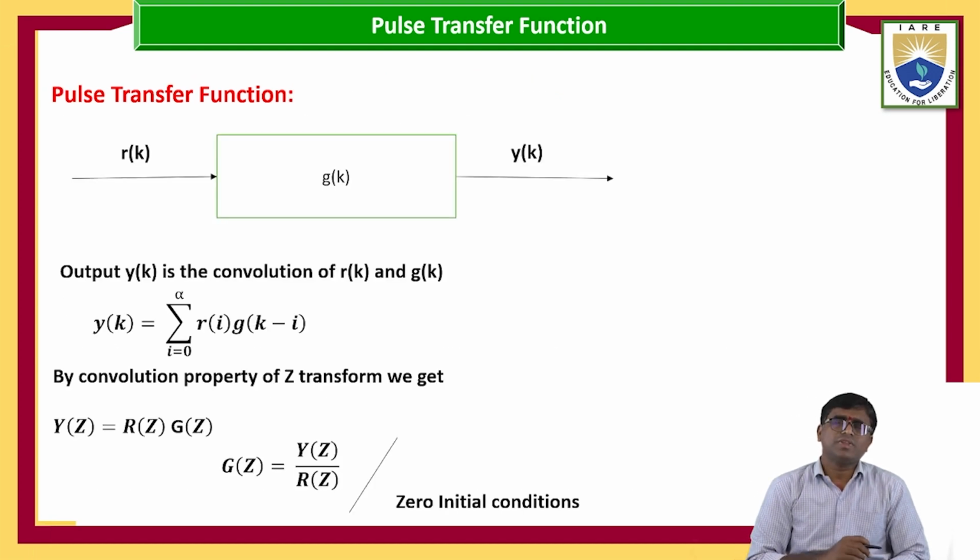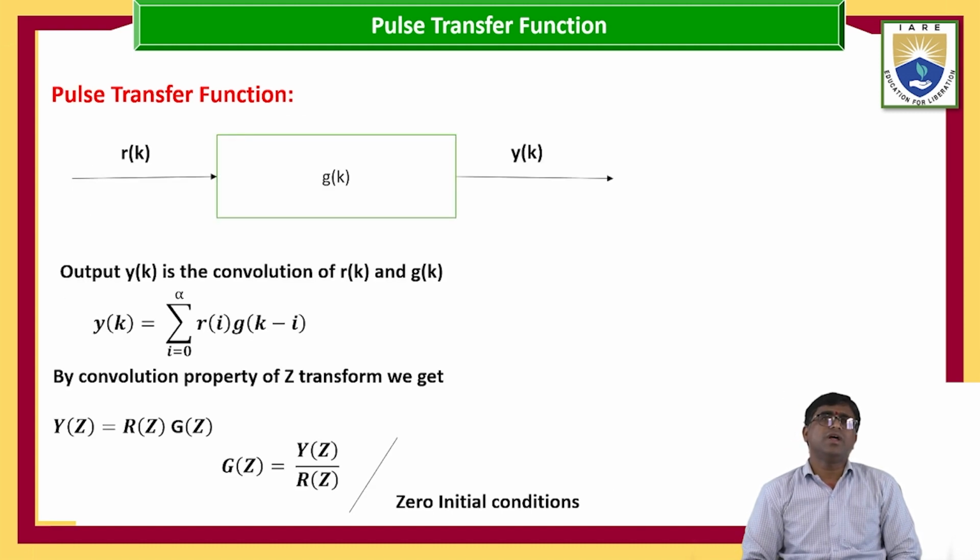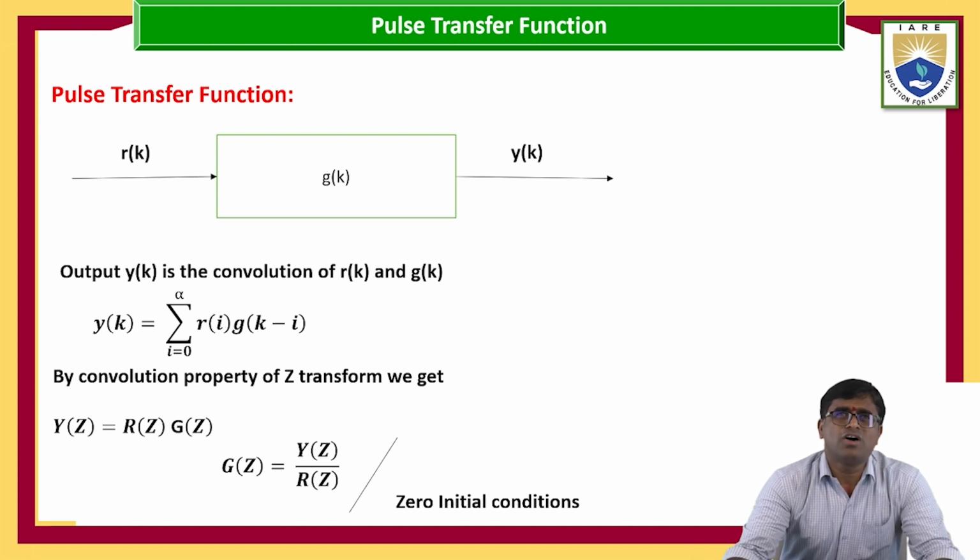So finally what I am concluding here is that the transfer function is also defined as the Z transform of the impulse function. Now, what do you mean by impulse function? Here I am taking r of k as the input and y of k as the output, and the output is the convolution of r of k and g of k, where g of k is the system. For the convolution, I am taking the summation over infinite limits.